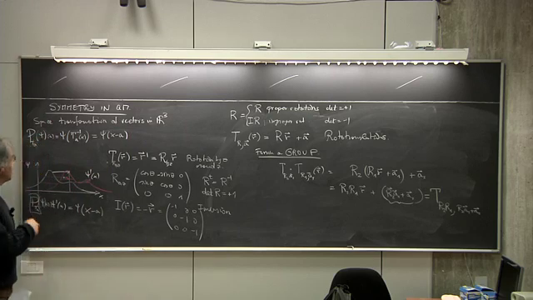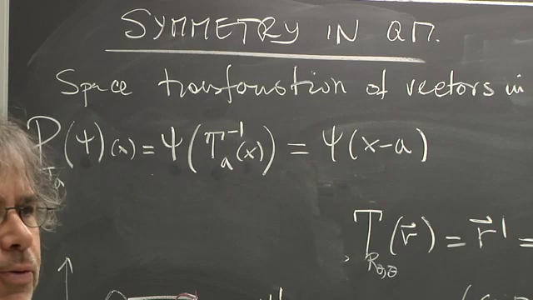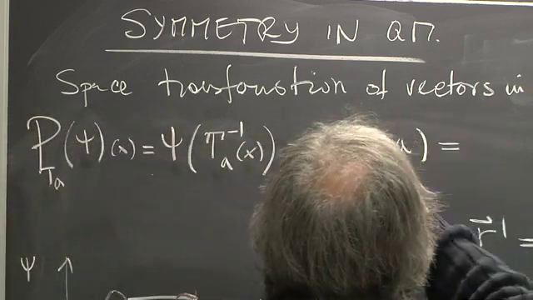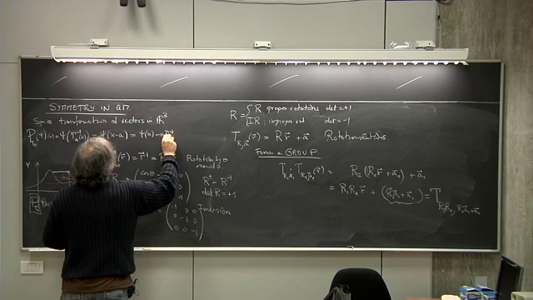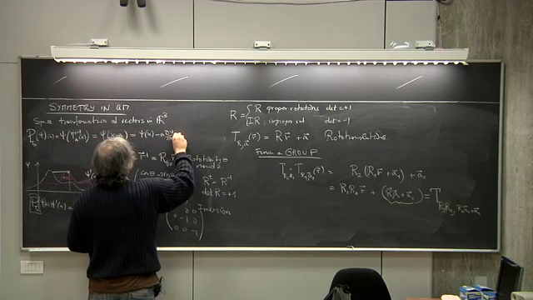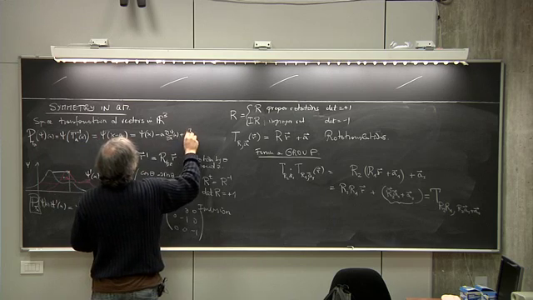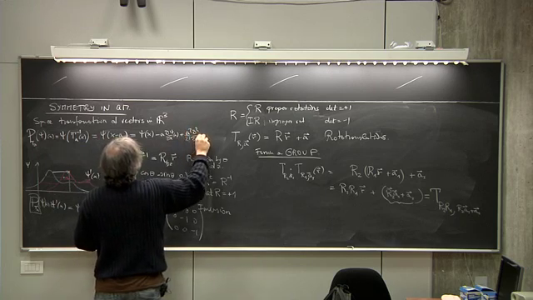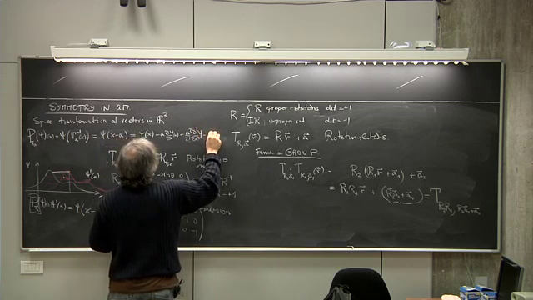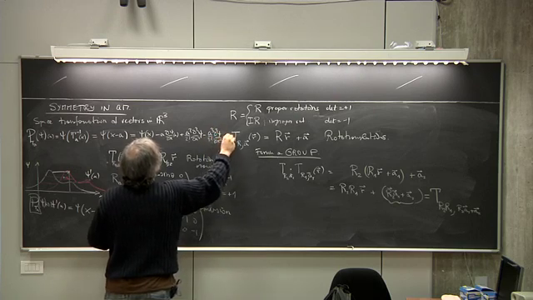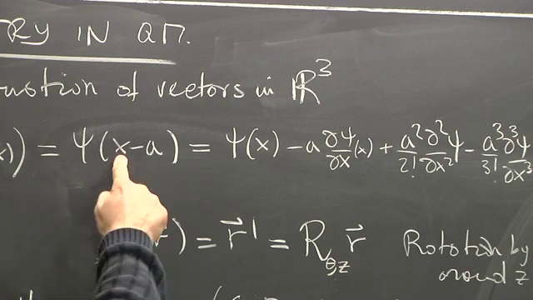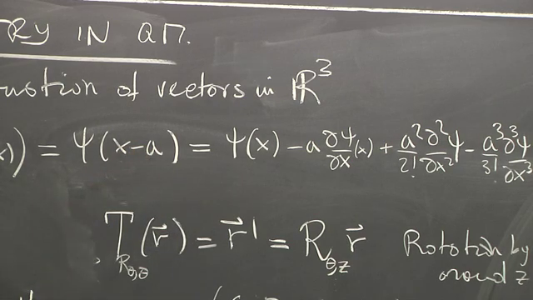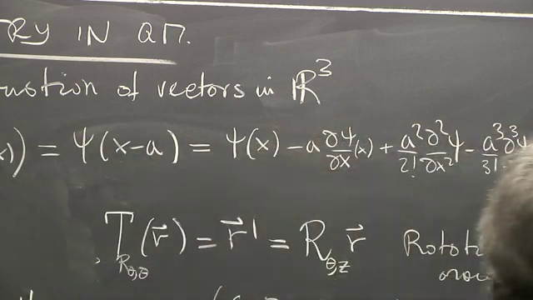And now I assume that psi is infinitely differentiable, obviously, as we will always assume, essentially. Then this is psi of x, minus a times the derivative of psi calculated in x. Then there is a plus a square over 2 factorial, the second derivative of psi, minus a cube over 3 factorial, the third derivative of psi. Okay? I'm doing a Taylor expansion close to, obviously, x, expanding in a.